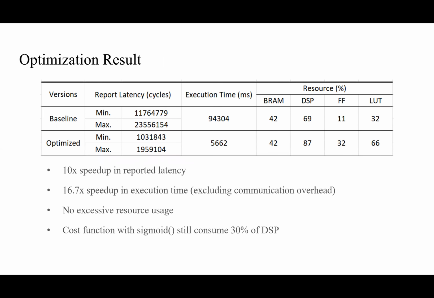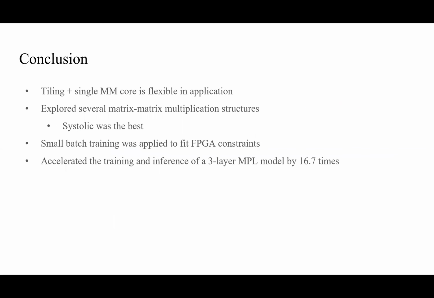For the results, we can see that we have achieved a 10 times speed up in the reported latency and a 16.7 times speed up in execution time on the board. To be noted, this excludes the communication overhead, and the optimization approach used no excessive resources. And one thing is that the cost function with sigmoid still consumes 30% of the DSPs, which can be further reduced by changing the cost function to a ReLU function.